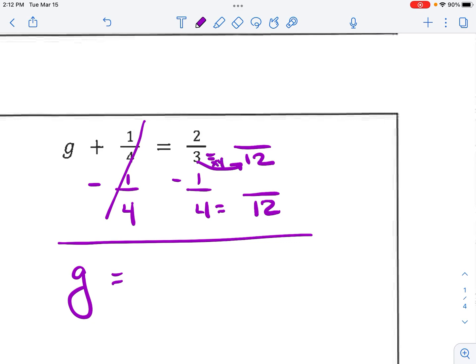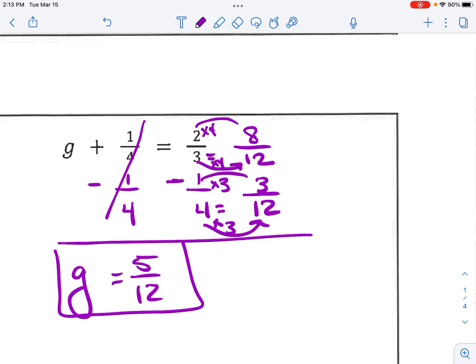To get from 3 to 12, we multiply by 4, so I do the same to the top. And to get from 4 to 12, I multiply by 3, so we do the same to the top. Now I've got a common denominator and I can subtract. 8 twelfths minus 3 twelfths would be 5 twelfths.